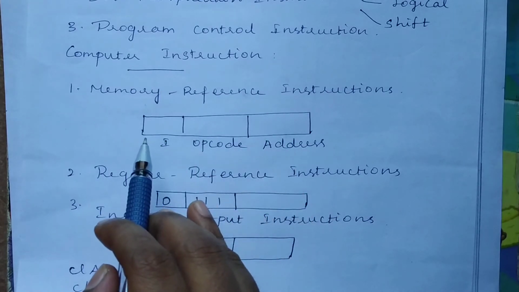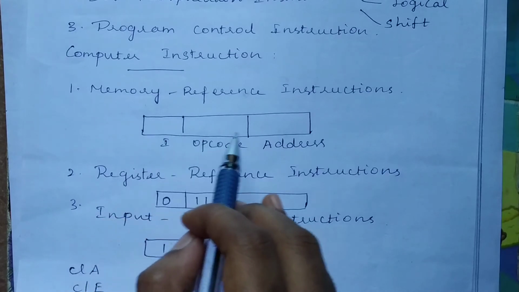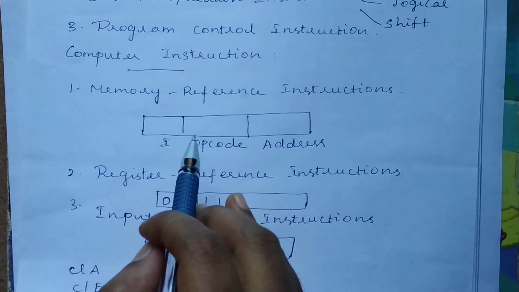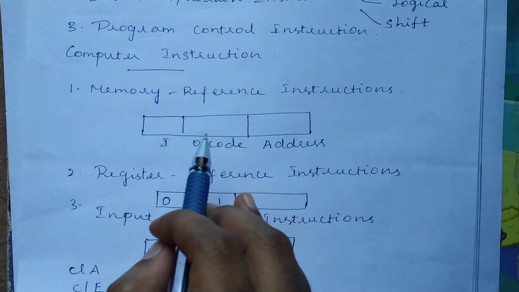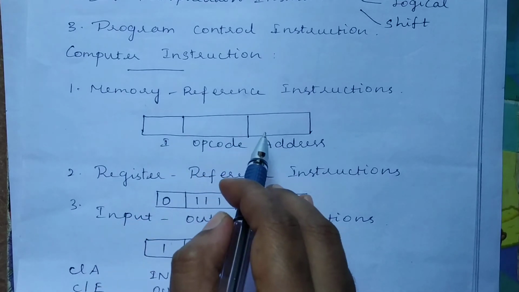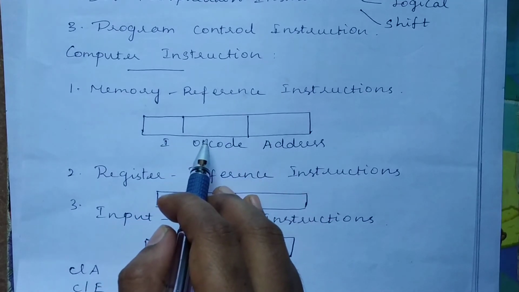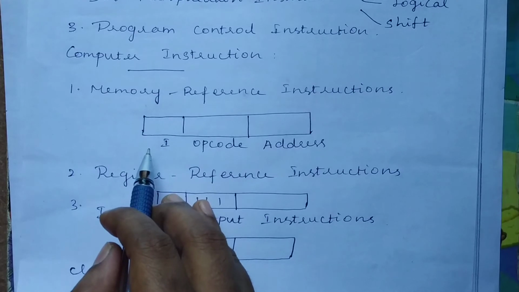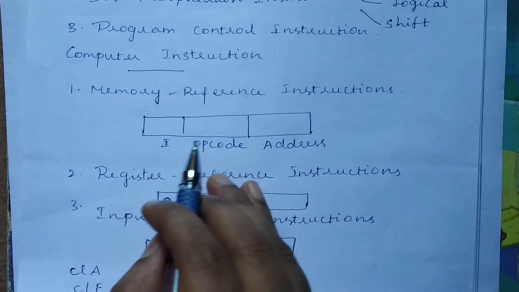If it is a 16-bit instruction, how are we dividing the instruction code? We are dividing the instruction format into 3 sections. First one is the address part, next one is the opcode, and another one is the mode, which is represented by the symbol I. So what is this address part?